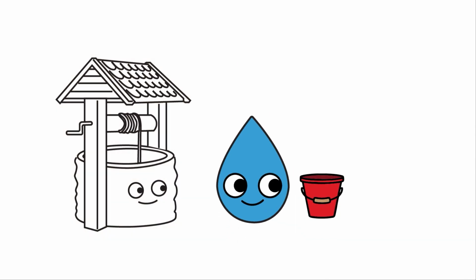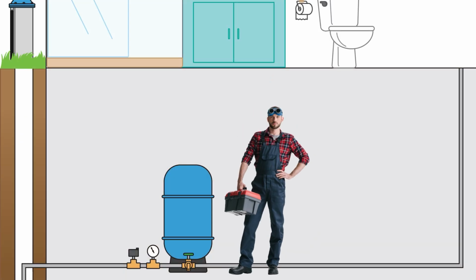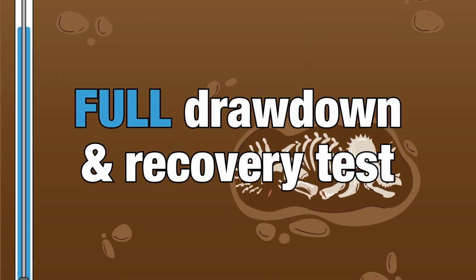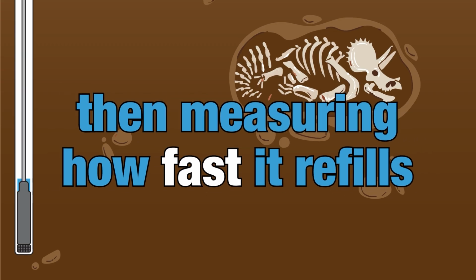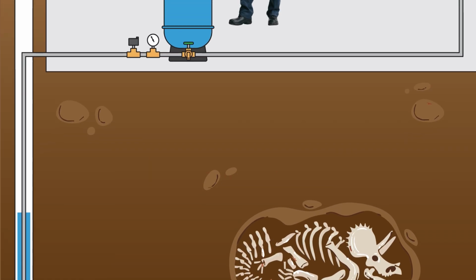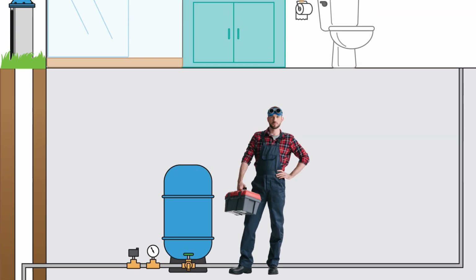This simple bucket test gives you a quick snapshot of your well's performance. A professional can perform a full drawdown and recovery test, which is running the well until it's nearly empty, then measuring how fast it refills. That is the most accurate way to know your well's sustainable yield. But for most homeowners, this quick test is an easy first step, especially if you, like so many people that I talk to every day, have no idea what their well's GPM is. It'll give you a really useful ballpark.